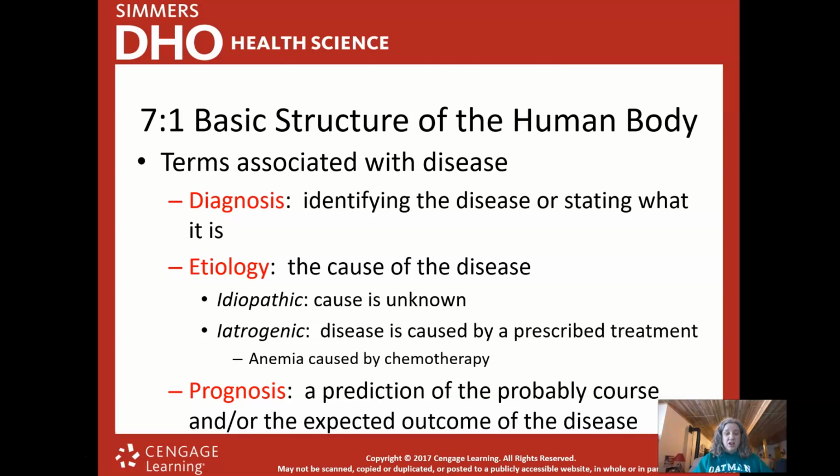Prognosis is a prediction of the probable course and or the expected outcome of the disease. So what's the prognosis of the patient? It may be that they may die within 3 months. It may be their prognosis is good and they should recover fully in 2 months. Their prognosis may be unknown. They don't know how they will respond to it. So that's what the prognosis is.